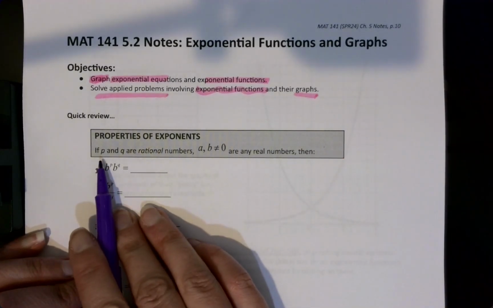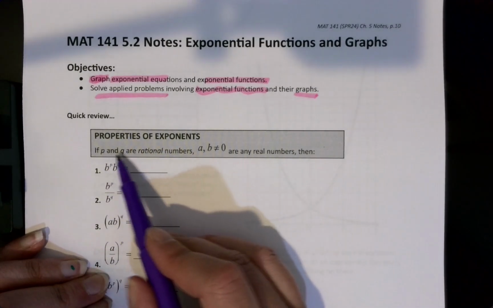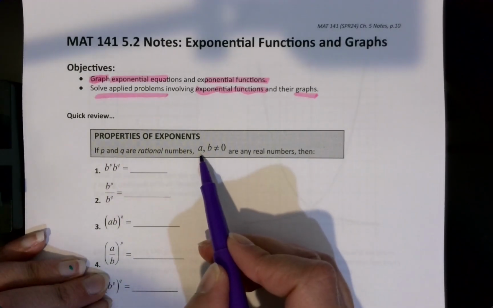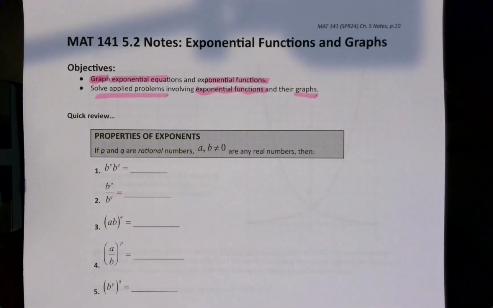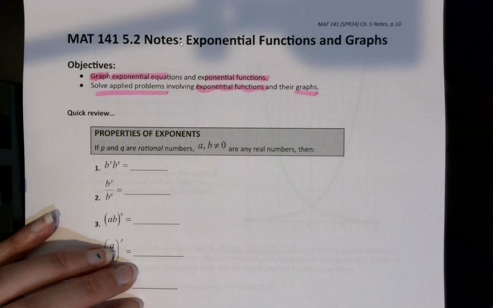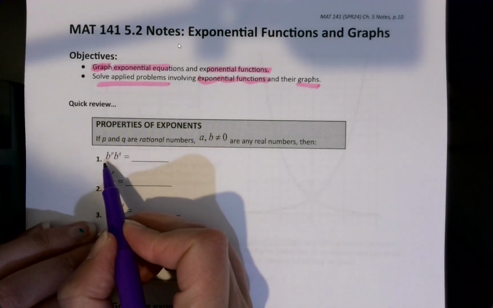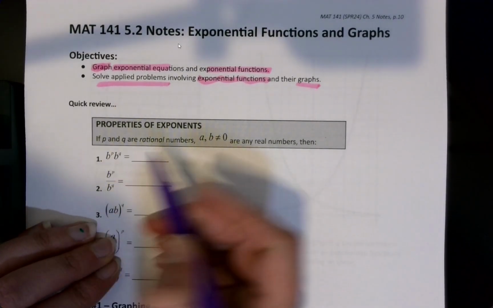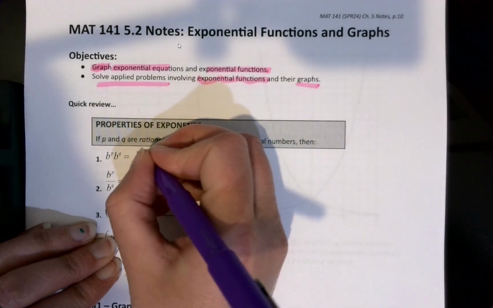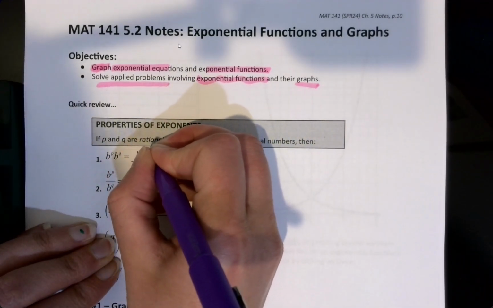So we're going to use p and q being rational numbers. Those are the values for our exponents here. And then the bases, a and b, are just any non-zero real number. So the properties of our exponents start with b to the p times b to the q. If I multiply them, I need to add their powers. So the result is going to be b to the p plus q.